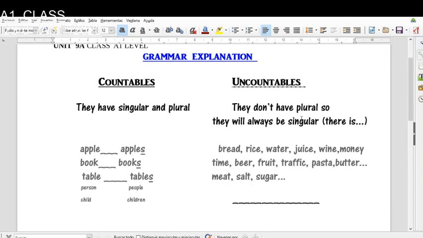Nunca van en plural. Nunca veréis estas palabras incontables con una S, porque nunca tienen plural. No se pueden contar. So, they will always be singular. There is, or bread, rice, water, juice, wine. Todos los líquidos son incontables. Agua, zumo, vino, money, time, beer, fruit, traffic, pasta. All of these are always singular, uncountable, and never in plural. Nunca veréis que las palabras incontables tienen una S de plural.